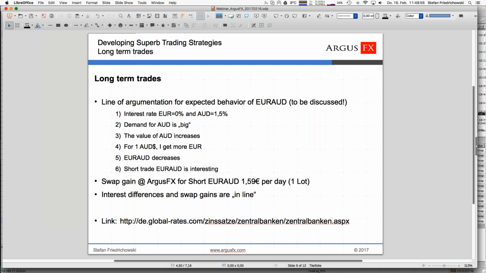So let's start with the interest rate of euro, which is, by the way, 0 right now, and Australian dollar, which is 1.5. And by the way, you find the link here in my slides, because I found a web page where they publish the interest rates, and even you find the history of those interest rates within those regions. So those are the numbers. That's our starting point. Euro has an interest rate of 0, and Australian dollar an interest rate of 1.5. So what does it mean?